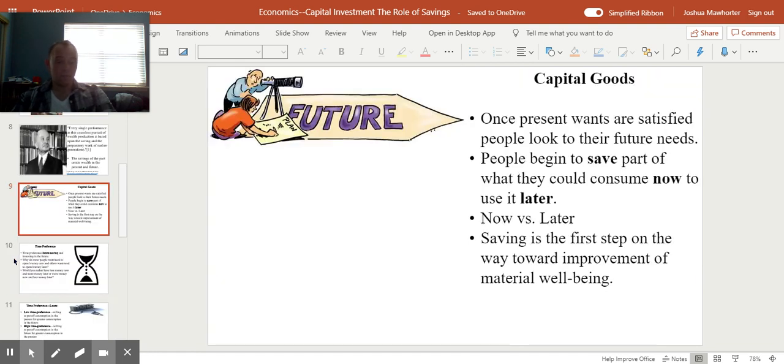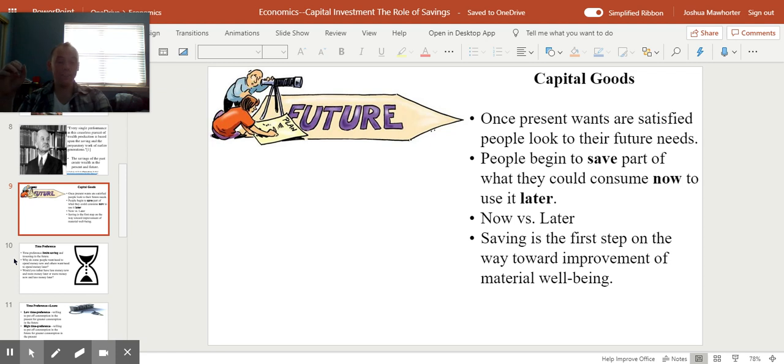So this caused the investment in capital goods. Once present wants are satisfied, we start to think about our future needs. Once we have what we want or need in the present time, we start to think a little bit more long term. If we're able to satisfy present wants and needs, hunger, clothing, shelter, those basic things, we'll start to think, what about tomorrow? What about next week? What about a few months from now? What about a year? What about a few years from now?